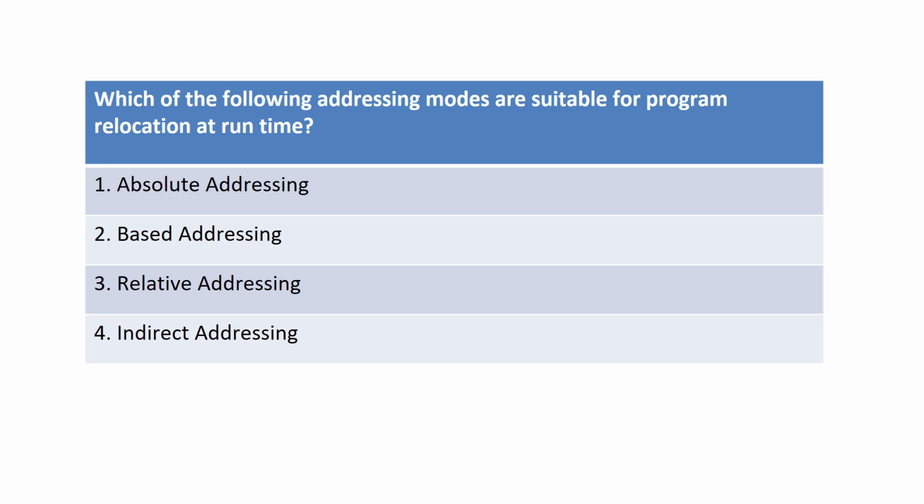Now, which of the following addressing modes are suitable for program relocation at runtime? Absolute addressing means direct addressing, and direct addressing does not support program relocation. Base addressing does support program relocation, and relative addressing also supports program relocation. Indirect addressing mode does not support program relocation. So the answer is 2 and 3.